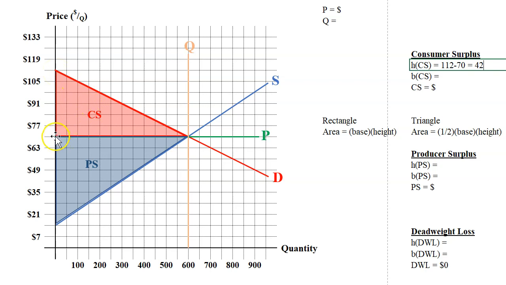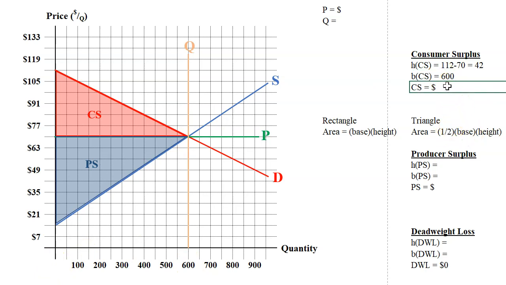Now the base is going to run from here over to here. Now here the quantity, so we've got to go along the quantity along the bottom. Right here is 0, and all the way over here is 600. So it's 600 minus 0, or just 600. So the base of this triangle is 600.